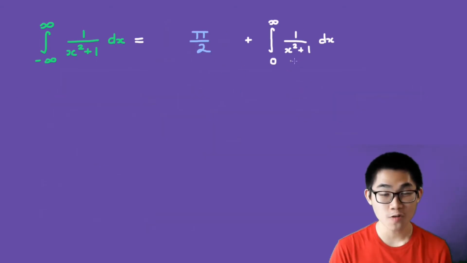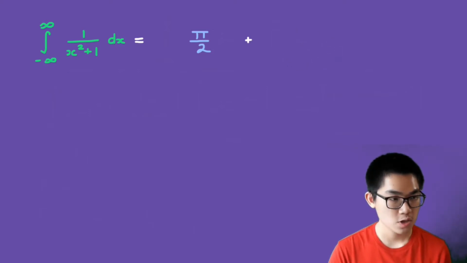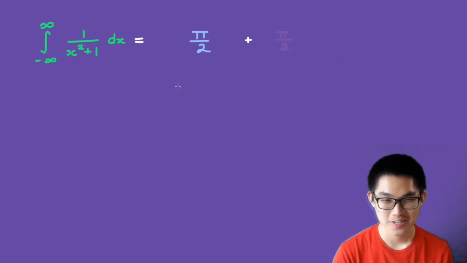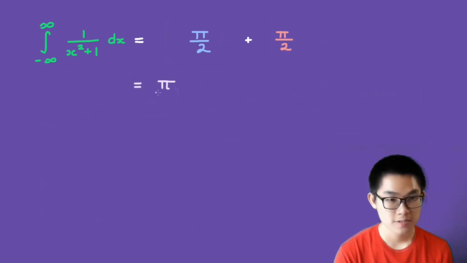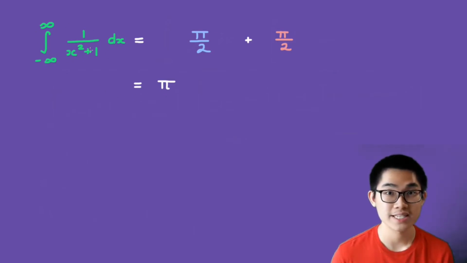If you solve this one over here, and let me save you some work, you will also get pi over 2. And pi over 2 plus pi over 2 will give you pi. So pi is the answer to this integral, and therefore we know that this is convergent.